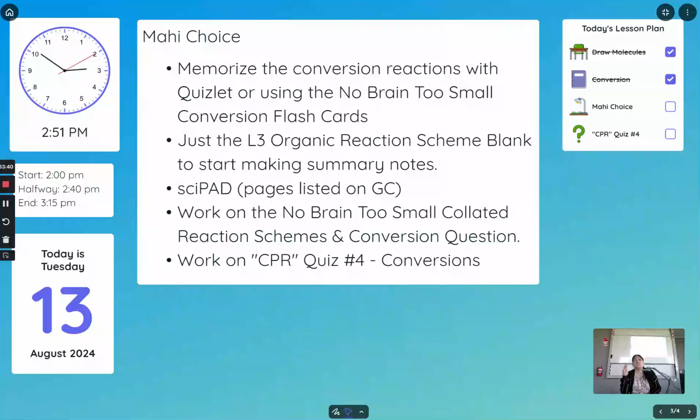Here are the choices. Again, don't spend all the time just trying to memorize your flashcards. Maybe do it once, go do something else, and then come back to it and see what you can recall. While you guys are doing these practice questions, you're accessing that information anyway, because you have to memorize it. You can do the summary flow chart and make some notes on there. You can do the SciPad pages, which I listed on Google Classroom. You can work on the No Brain Too Small collated questions, or I'm happy if you want to do the CPR question as well. And I realized yesterday that I didn't hand out CPR quiz number 3, so I'll do that as well.